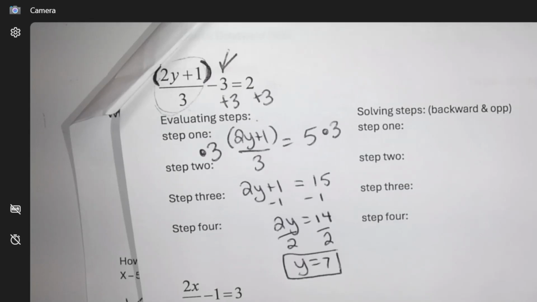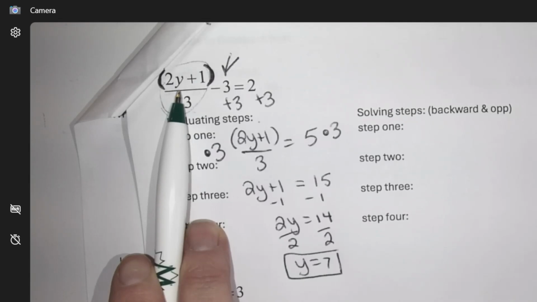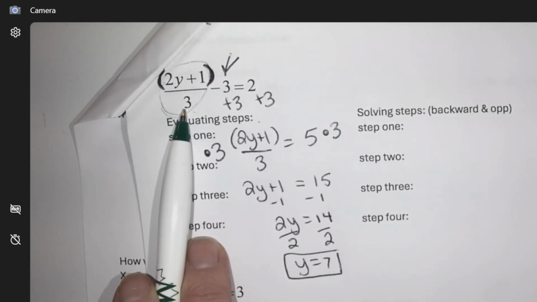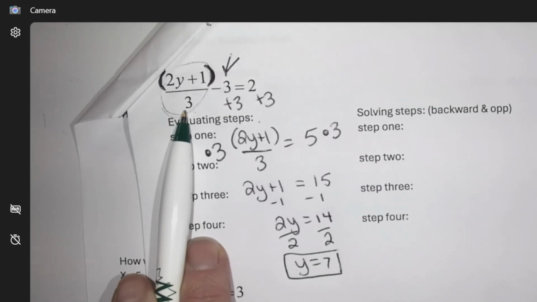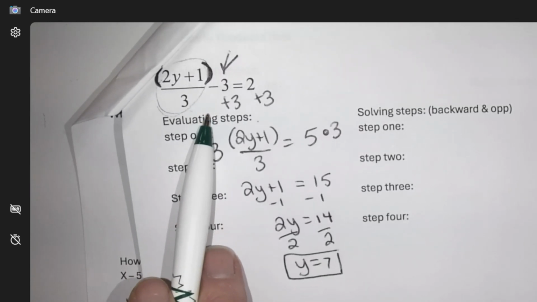Okay. Here we go. I'm going to do a quick check. Did we get it right? 2 times 7, 14 plus 1, 15 divided by 3 is 5. 5 subtract 3, 2.